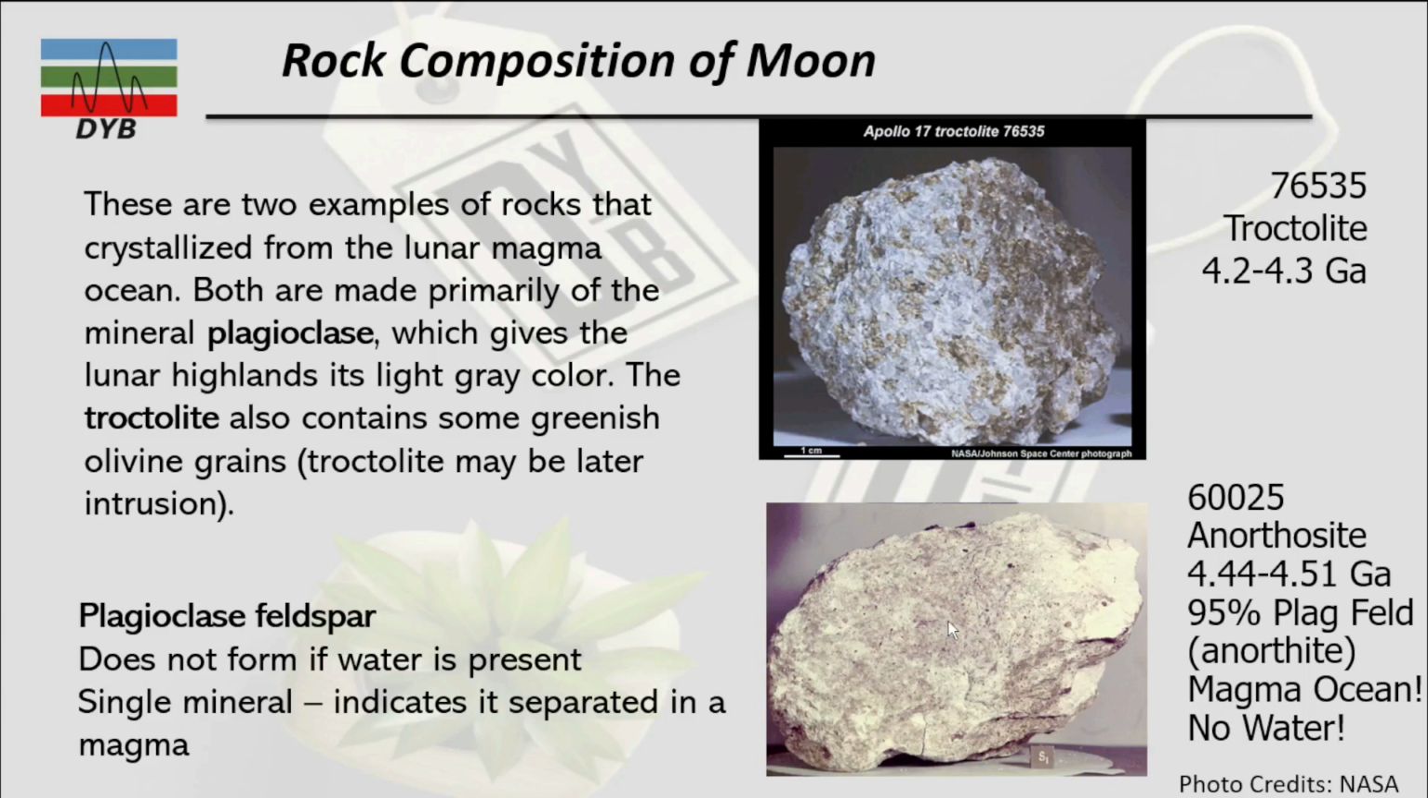In the rock sample below, you can see anorthosite, which is also formed in the magma, and for this no water is needed. Plagioclase feldspar also does not need water when it is forming. So it means that it was formed when the magma was separated.